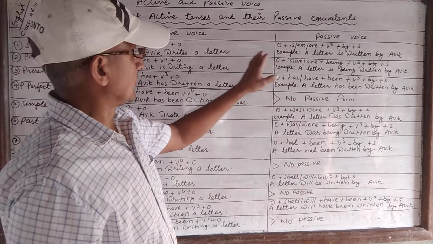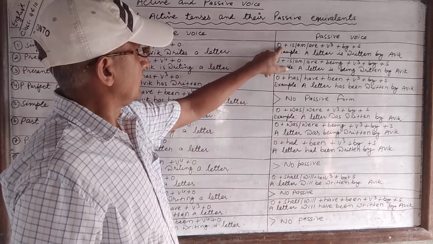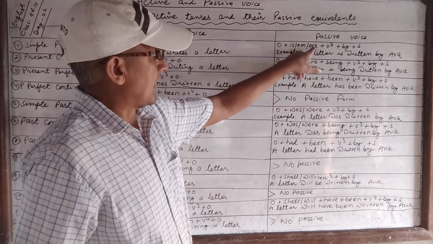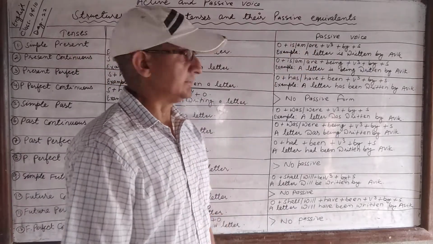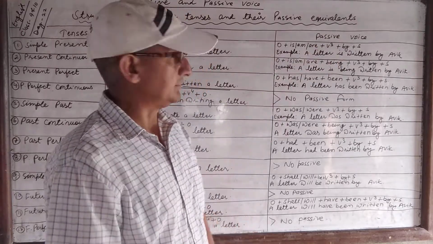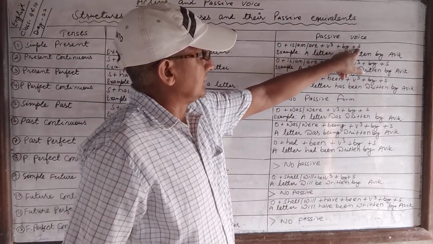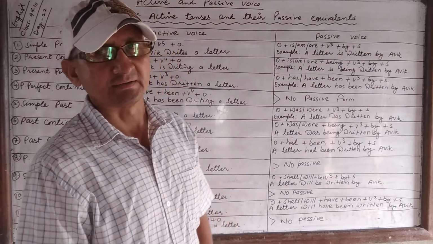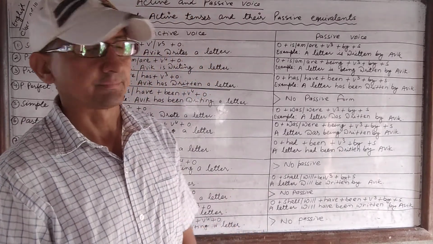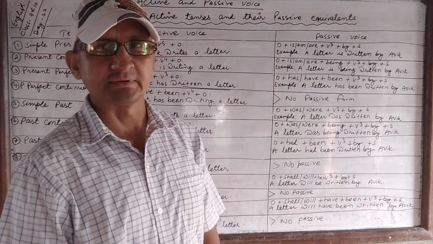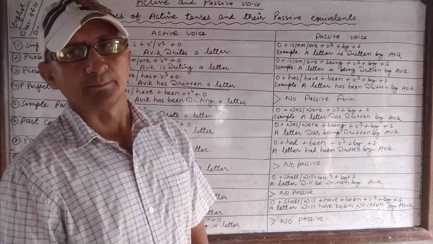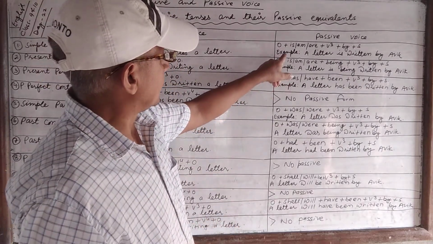And the passive structure of simple present tense is object. Here object means object of the active voice. After object there is is/am/are, the be verb, and after that plus V3, the past participle form of the verb, and then by and subject. This is the passive structure of simple present tense. If the active voice is in simple present tense, you have to change it in this structure to make it passive voice. Let's see the example.